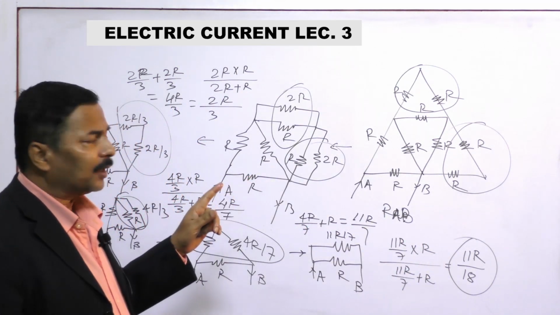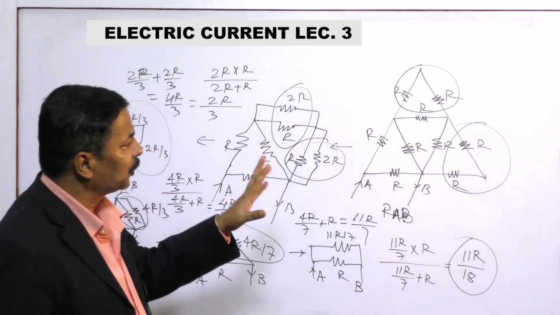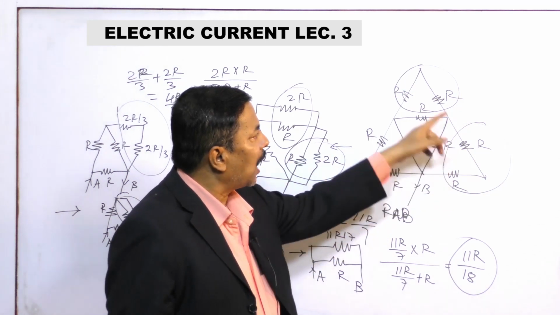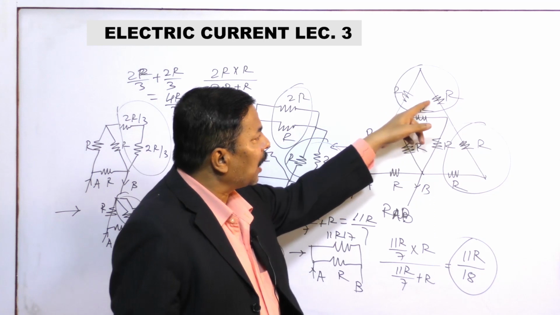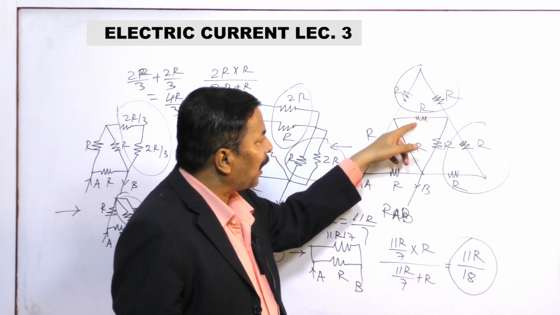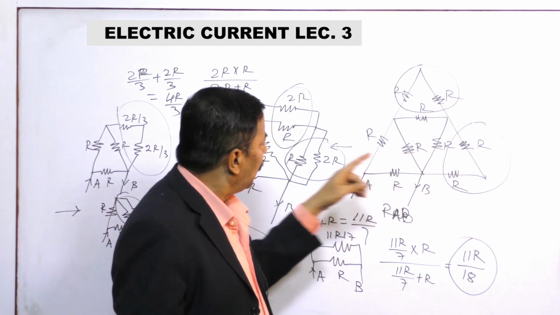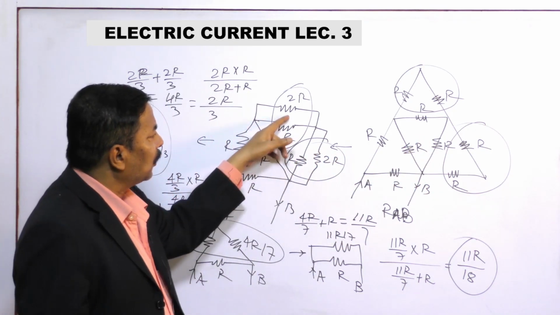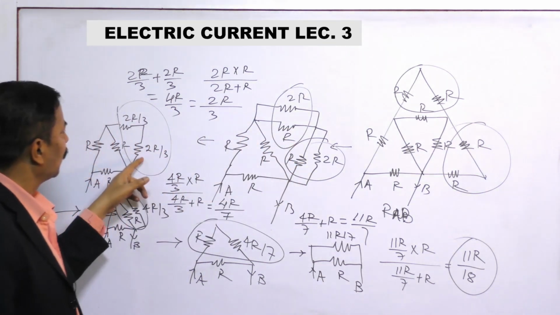So see, if the clarity of concept of series and parallel is not with you, you cannot solve this question. Again, you see, all the resistors have equal value R, and these two are in series, parallel to this; these two are in series, parallel to this. So we get this equivalent diagram. Now this is parallel, so we get this equivalent diagram.